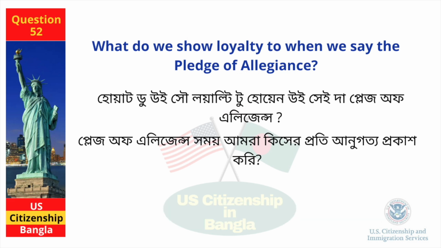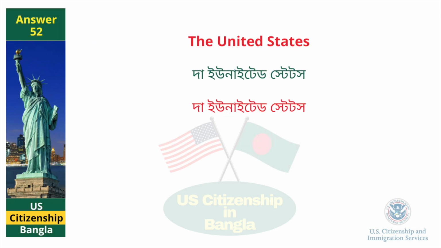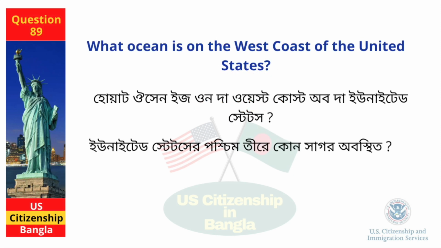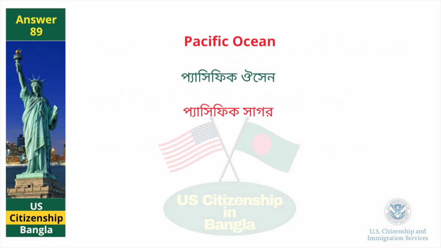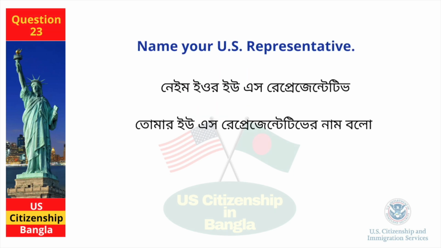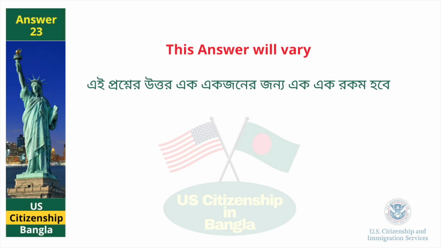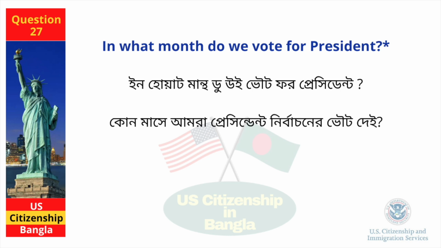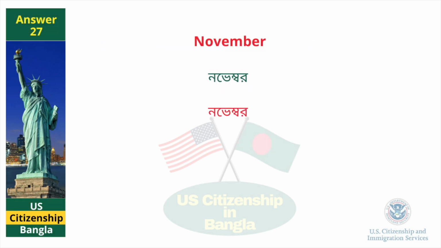What do we show loyalty to when we say the Pledge of Allegiance? The United States. What ocean is on the west coast of the United States? Pacific Ocean. Name your US representative. This answer will vary. In what month do we vote for president? November.